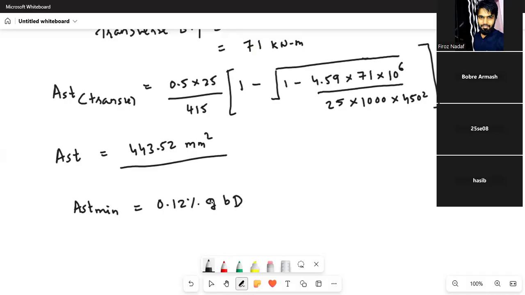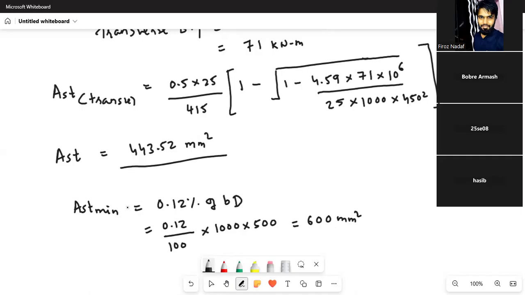In the HYSD bars, Fe415 is coming and Fe500 is coming. So for HYSD bar, the minimum reinforcement in the slab is 0.12% of B into capital D. So 0.12 divided by 100 into 1000, B is 1000 mm, into capital D is 500. We are not taking small d, we are taking capital D in this formula. So this is coming as 600 mm square.